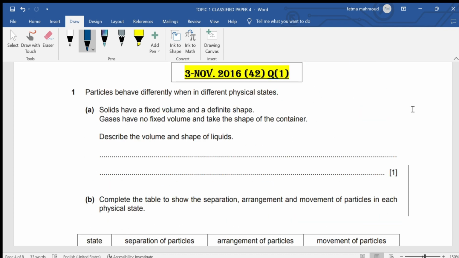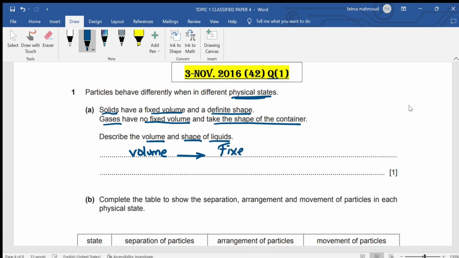Particles behave differently when in different physical states. Solids have fixed volume, definite shape. Gases have no fixed volume and take the shape of the container. Describe the volume and shape of liquids. What about the volume of the liquids? Do they have a fixed volume? Yes, they have a fixed volume. What about the shape? They take the shape of the container like the gases.